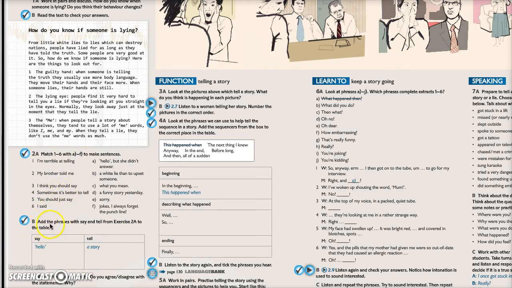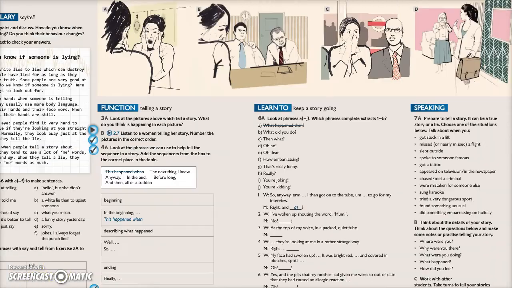Next, it says, add the phrases with say and tell from this activity to the table. Okay, so for instance, say hello, or tell a story. That way you're going to see how you use them, or when you use say and when you use tell in several particular cases.